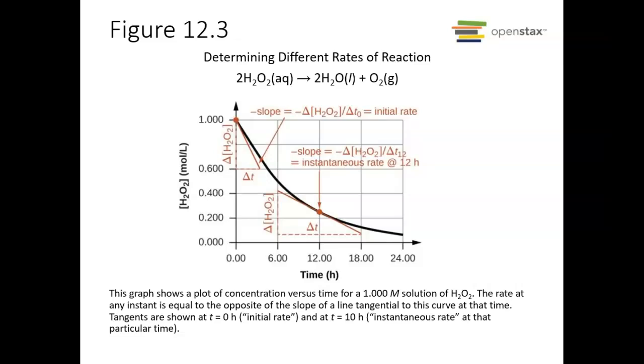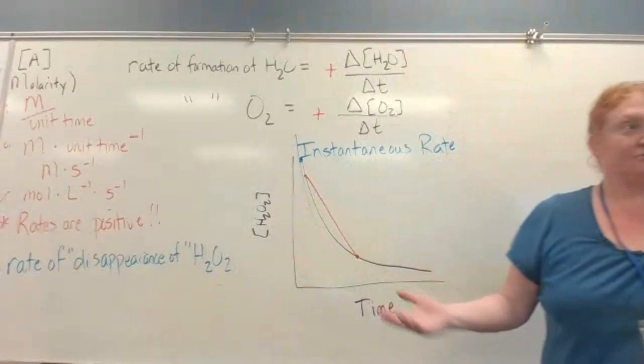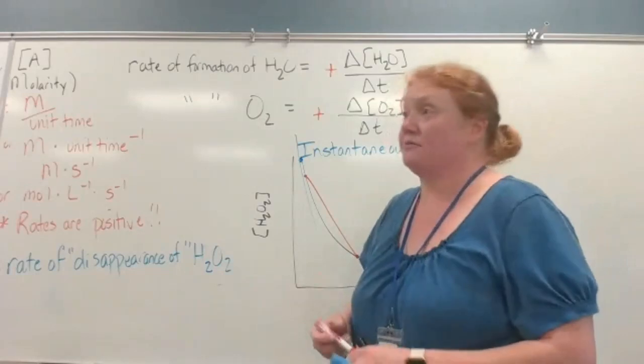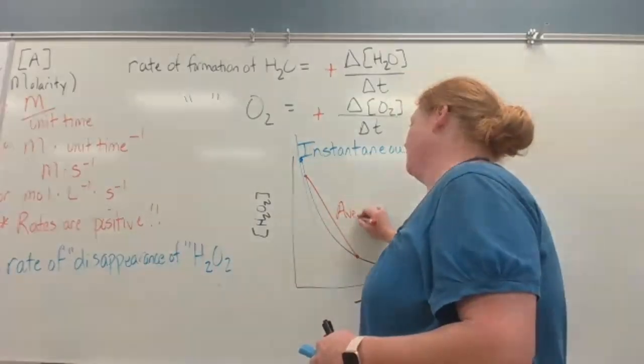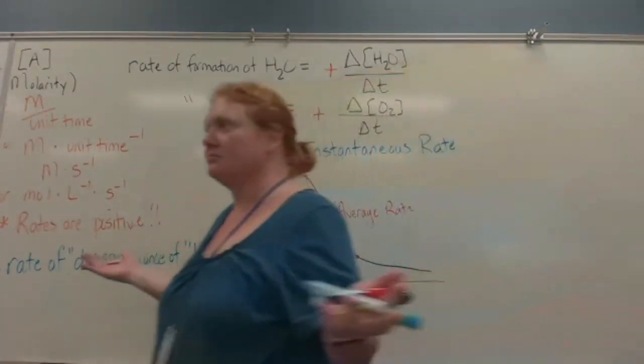If I calculate it at a tangent point, that's the instantaneous rate. At that moment, there's the rate. We do both in chemistry. You'll see it referred to as both, and I'll talk about both things. This would be an average, right? That's an instantaneous.